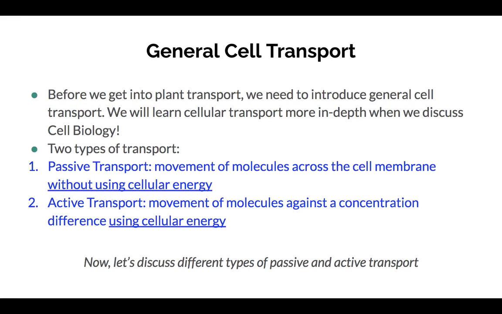Before we get into plant transport, we're going to need to introduce general cell transport, and we're going to learn a lot more about this in cell biology. But today we're going to get the basics down. There are two types of transport: passive transport, which is the movement of molecules across a membrane without using cellular energy, and active transport, movement of molecules against a concentration difference using cellular energy. Now we're going to discuss the different types of passive and active transport.